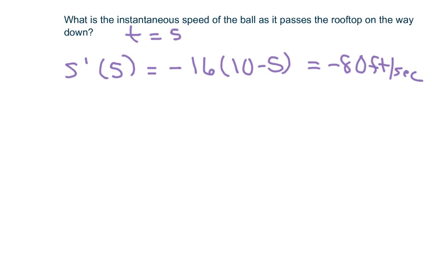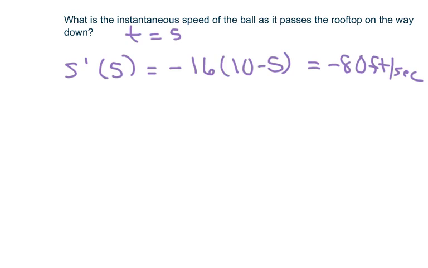So at 5 seconds, the ball is traveling negative 80 feet per second. When the instantaneous rate of change is negative, it means the direction of the object is downward. The ball is traveling 80 feet per second in the downward direction when t equals 5 seconds.